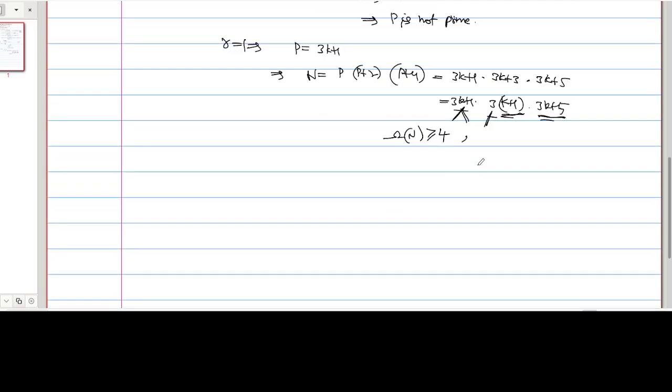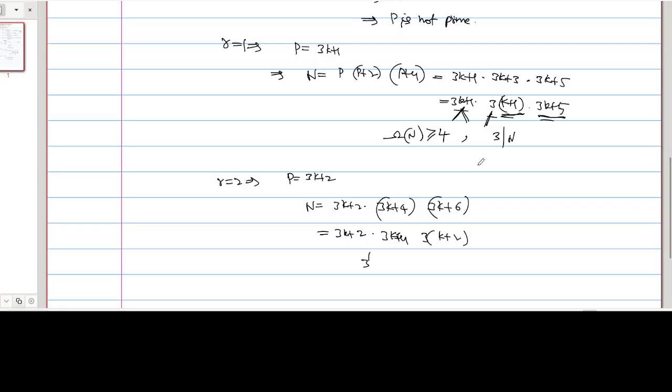In this case, 3 is a factor of n. Therefore, 3 divides n. 3 is a prime factor of n. And also, if you take r equal to 2, p is equal to 3k plus 2. So what is my n? 3k plus 2, 3k plus 2 plus 2, that is 3k plus 4, and 3k plus 2 plus 4, that is 3k plus 6. This is 3k plus 2, 3k plus 4, 3 common, plus 2.